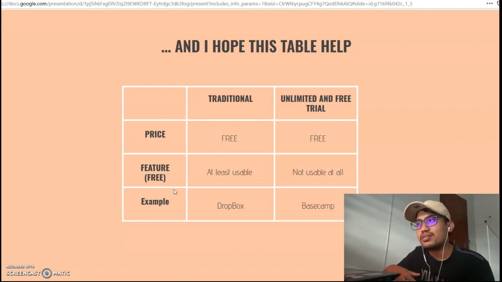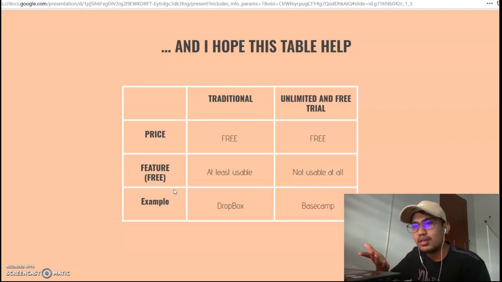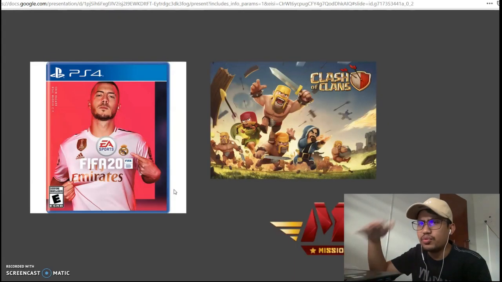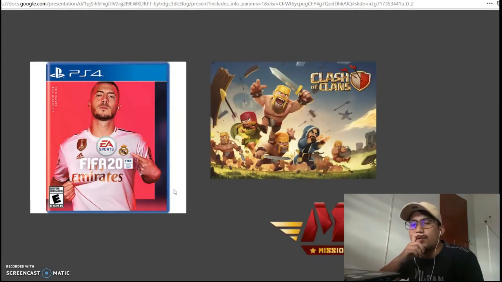For example, Dropbox. You know Dropbox, right? Even though I signed up for free, I managed to get 20 gigabytes. At least it's convenient for me. But Basecamp is also the same. Like I said, it's like WhatsApp for workers, for organizations, but it still cannot manage even though you use the free one.